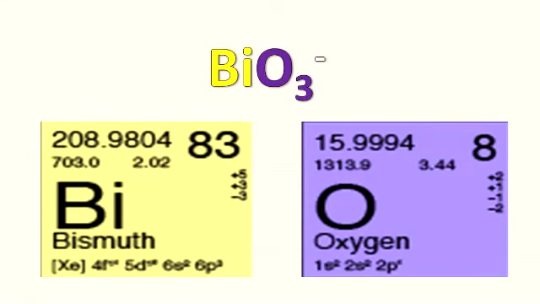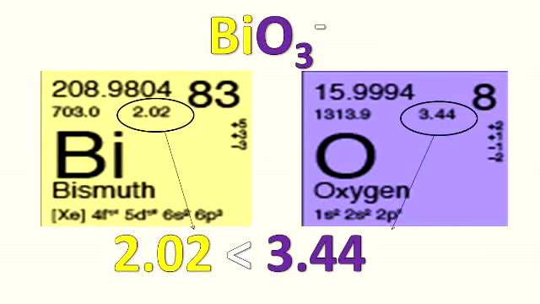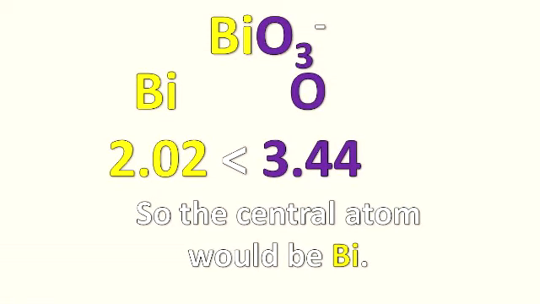Next up, we will determine the central atom through electronegativity. Bismuth has 2.02 electronegativity, while oxygen has 3.44 electronegativity. According to the rules of chemistry, the element with the lower electronegativity will be the central atom. So comparing the electronegativity of bismuth and oxygen, we have bismuth as the central atom.